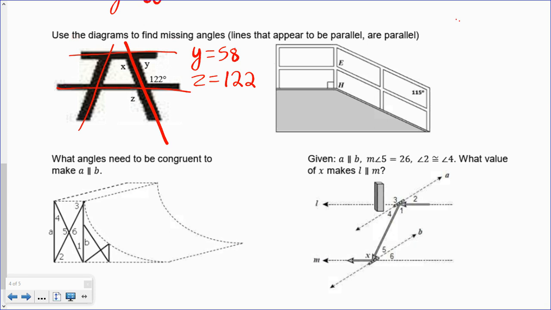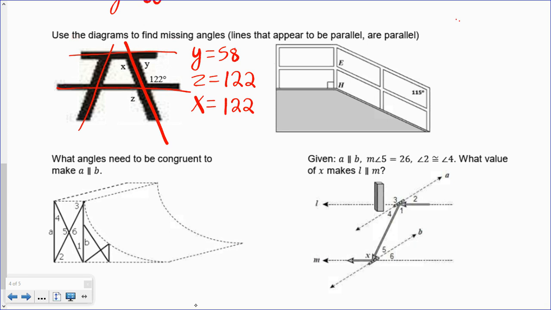And then x, corresponding to what? Okay, so x and z are corresponding, so they're 122. You could have also said x and z are corresponding, or x and 122 are alternate interior. You could have also done it that way. That one's pretty smooth, right? Okay. What about this one?